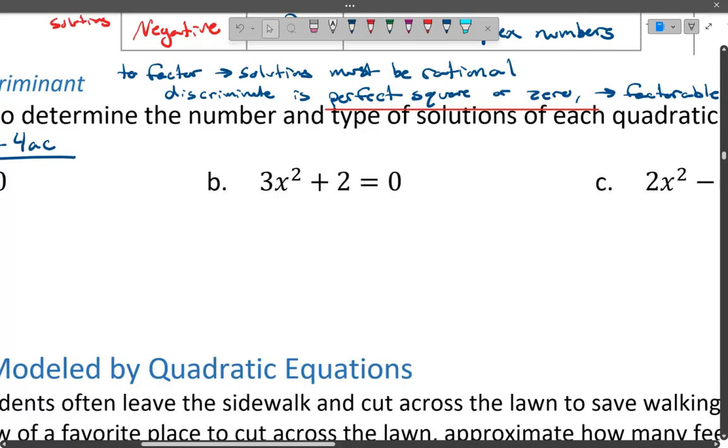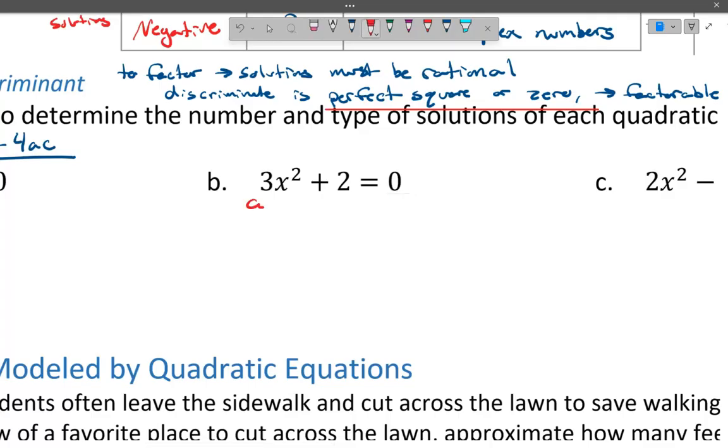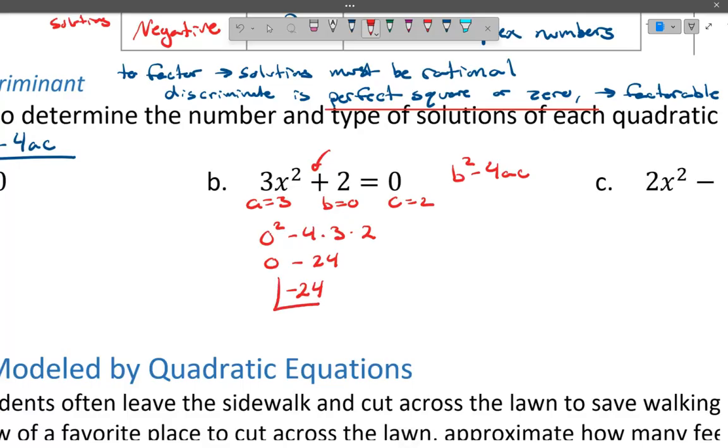Here we have another quadratic. We are in standard form because it is set equal to 0. So our value of a is 3. Our value of b is 0 because there is no linear term. And our value for c is 2. So we use our discriminant formula, b squared minus 4ac. So we have 0 squared minus 4 times 3 times 2. So we have 0 minus 24, which gives us negative 24. So the value of our discriminant is negative 24.